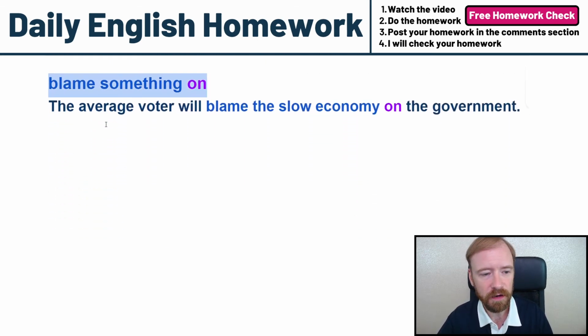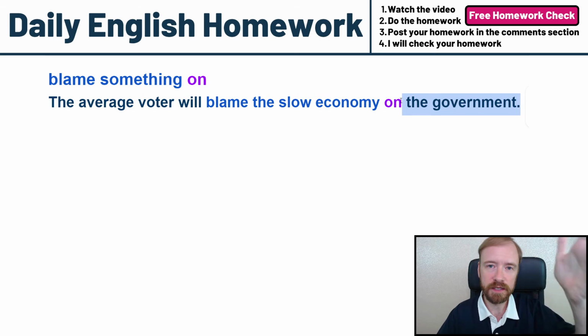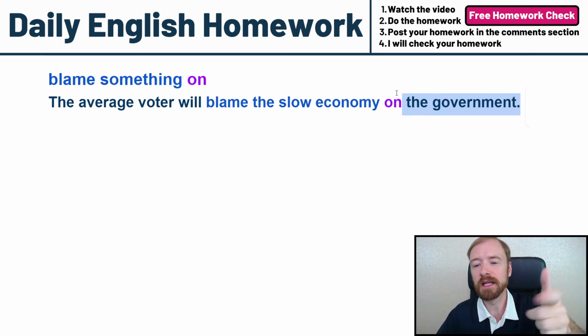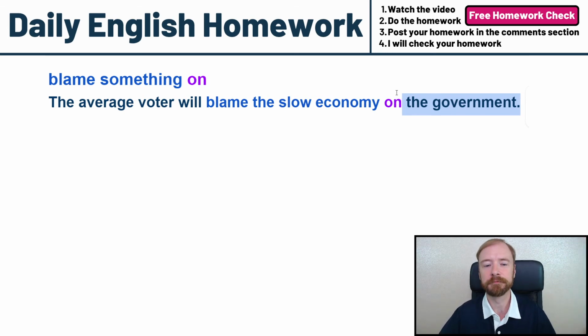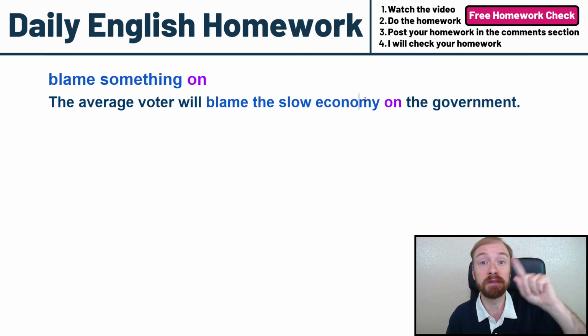Blame something on. The average voter will blame the slow economy on the government. We blame something on somebody or something. Let's blame it on the government. So you put the blame on someone. Who did it? I'm going to put the blame on him. I blame him.